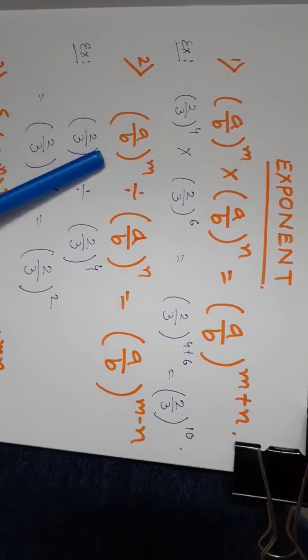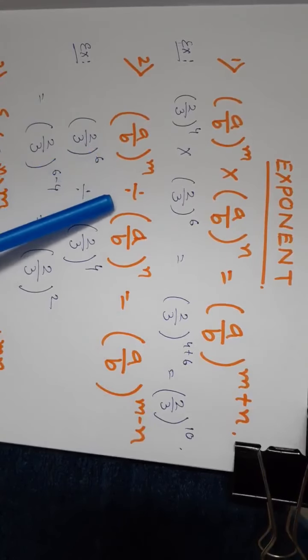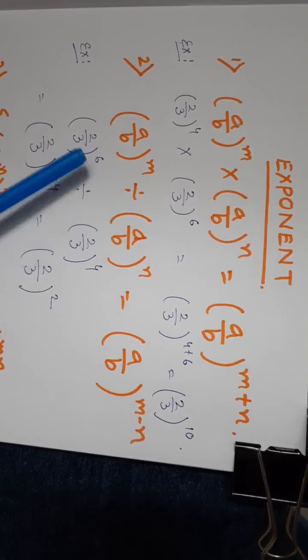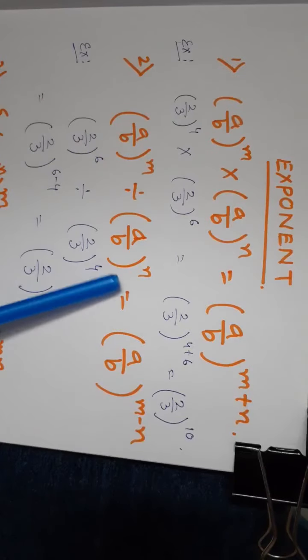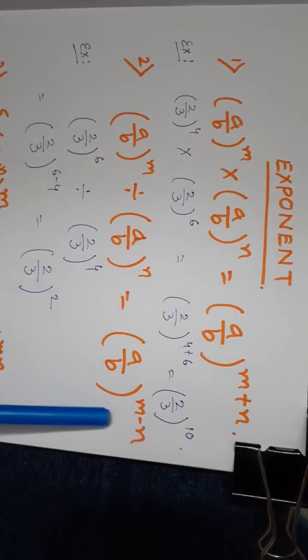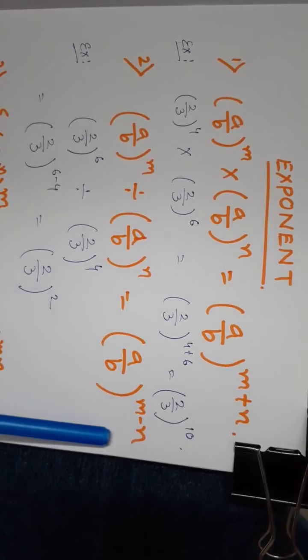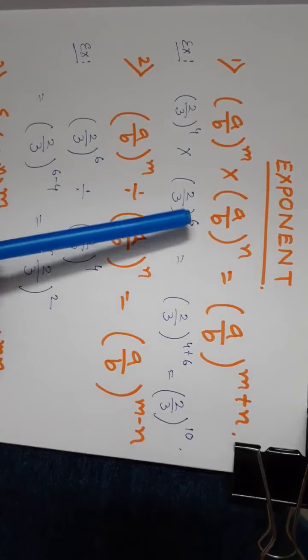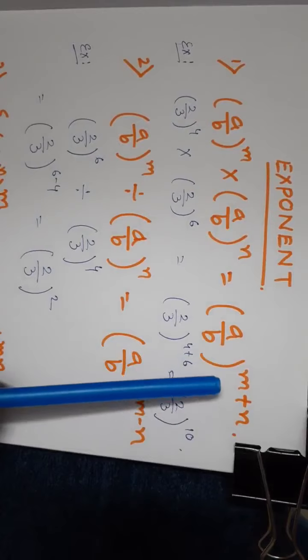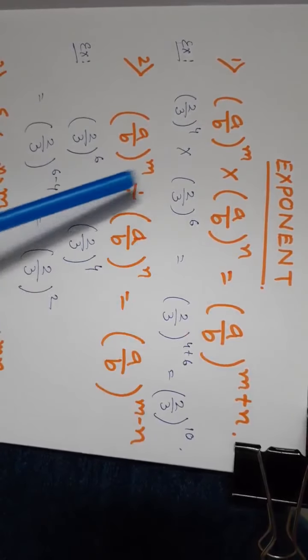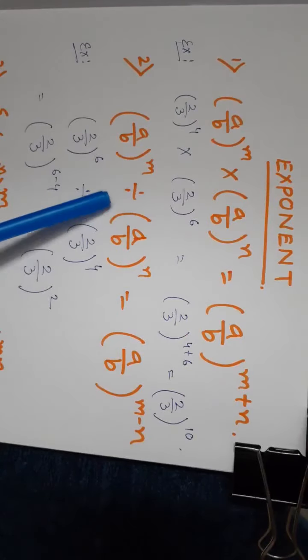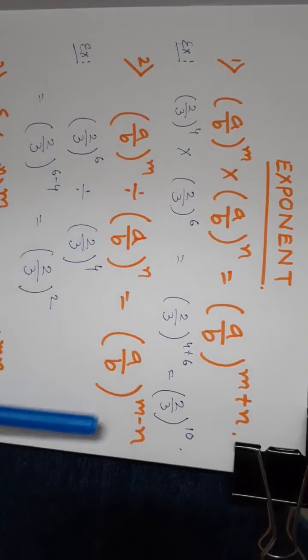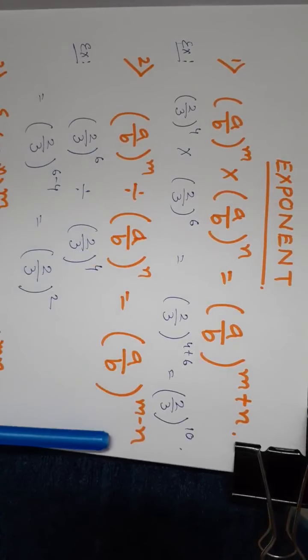Now the next formula: a by b raised to the power m, if a divide sign is there, a by b raised to the power m divided by a by b raised to the power n, then we will get a by b raised to the power m minus n. Previously when these were multiplied with each other, we got a by b raised to the power m plus n. Now you can see that instead of multiplication we are dividing these two, so we are getting a by b raised to the power m minus n.